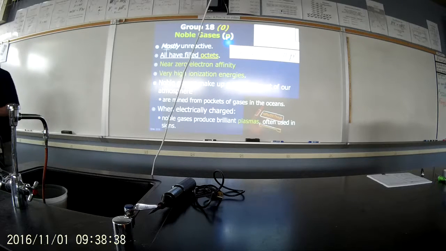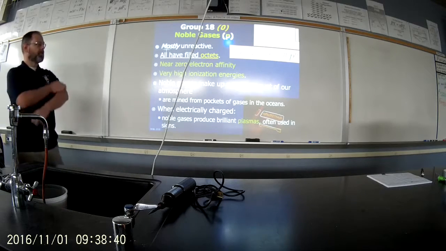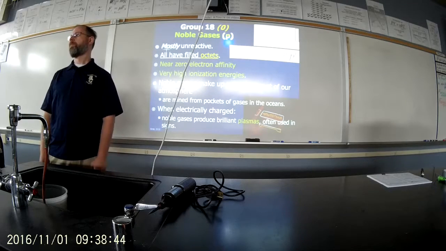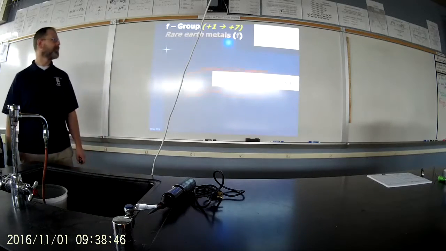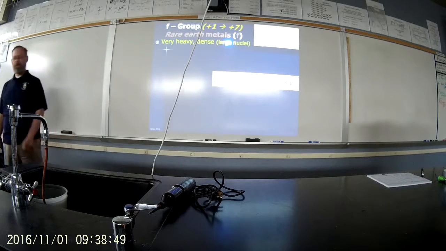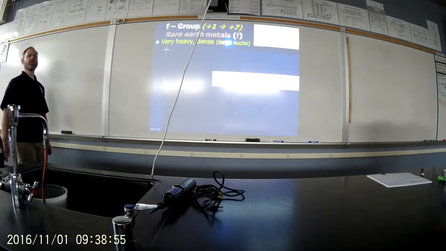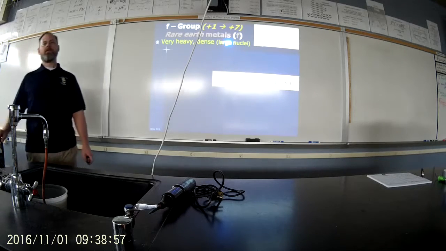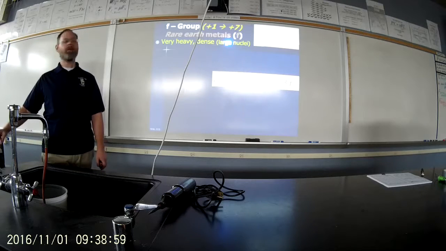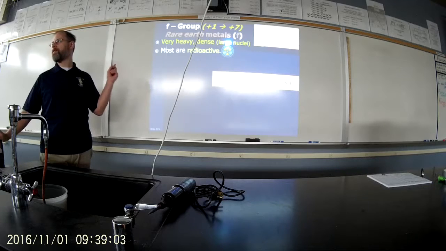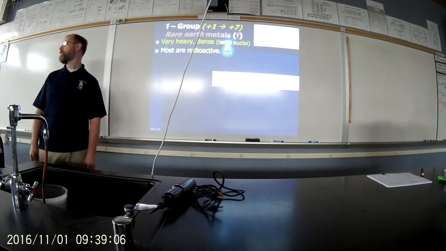Okay, so last group. What's the last group we need to talk about? The rare earth elements. All right. So the rare earth elements are a lot like the D block metals, the transition metals, except one huge difference. They're big, which frequently makes them what? Radioactive. Most of them are radioactive.